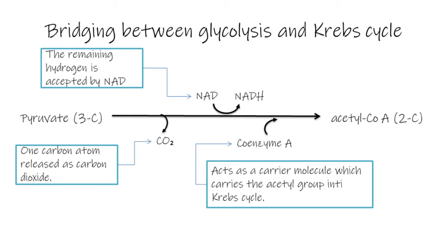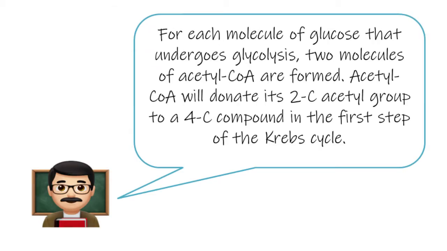It then combines with coenzyme A as a carrier molecule to form acetyl-CoA. Enzymes in the mitochondrial matrix catalyze the conversion. For each molecule of glucose that undergoes glycolysis, two molecules of acetyl-CoA are formed. Acetyl-CoA will donate its 2C acetyl group to form a 4C compound in the first step of the Krebs cycle.